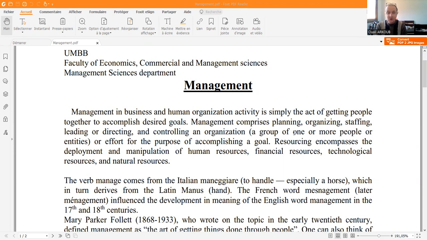Management in business and human organization, and in all organizations, activity is simply the act of getting people together to accomplish desired goals. Getting people together to accomplish desired goals. Management comprises the functions of management: planning, organizing, staffing, leading, to be leader, directing, and controlling an organization.